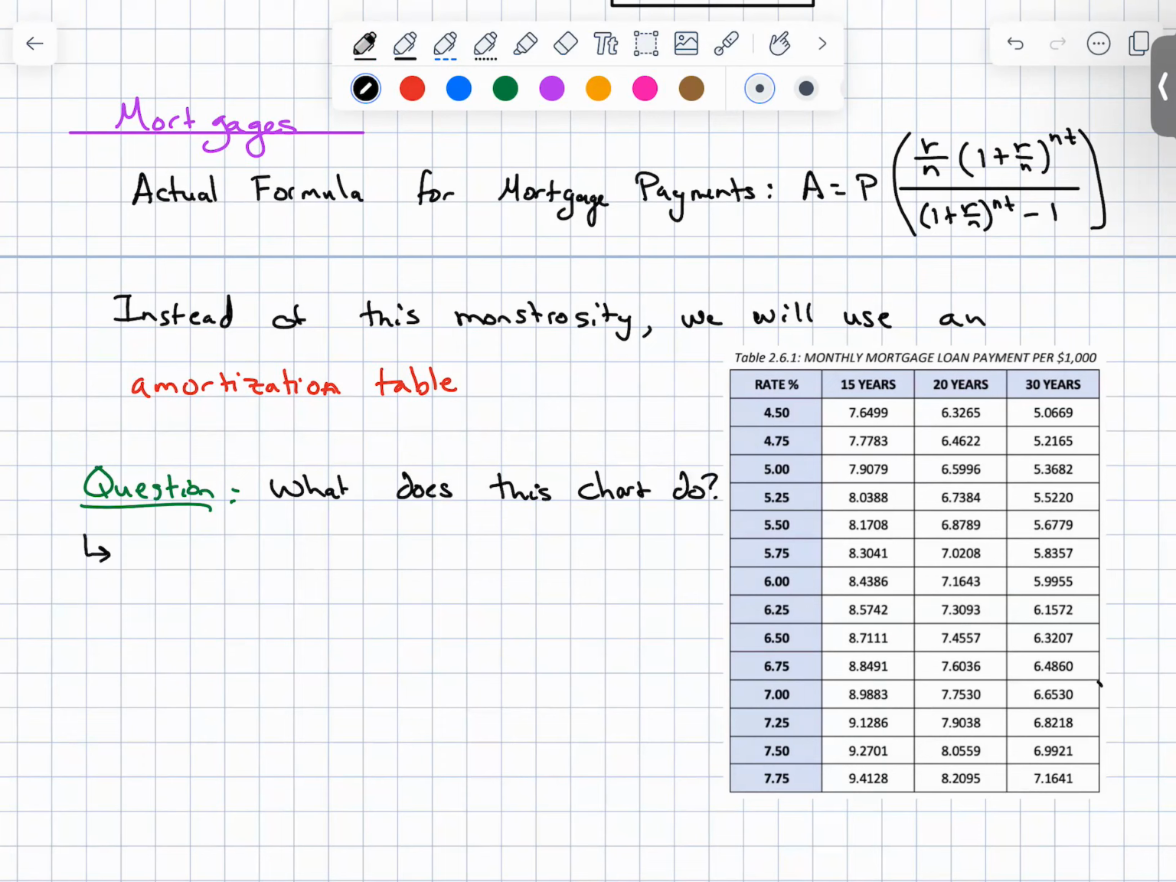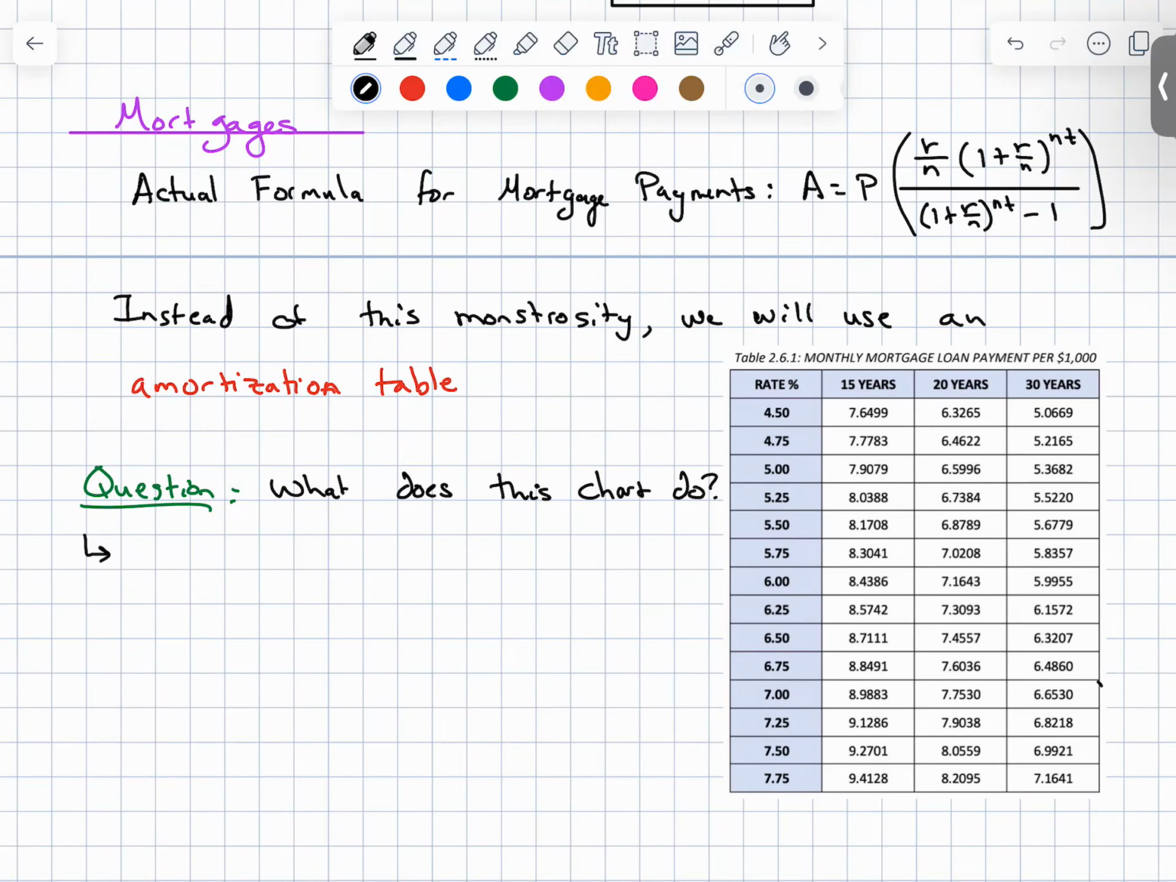What does this chart do is an excellent question. So if you notice, it says monthly mortgage loan payment per $1,000. There are plenty of amortization tables. Some of them are per 500, some of them per 1,000. Notice that ours only has rates that increase by 0.25.